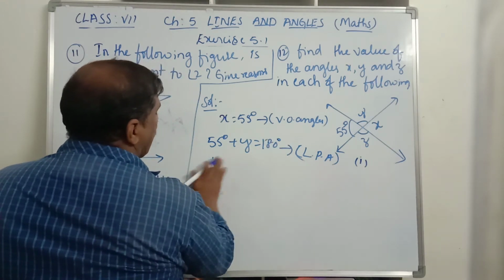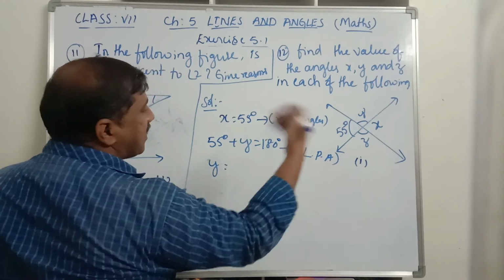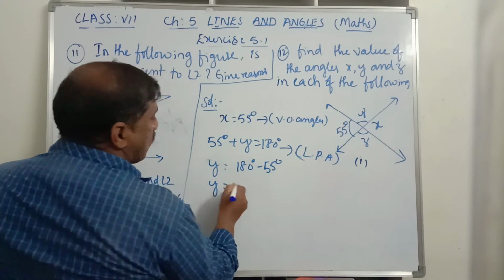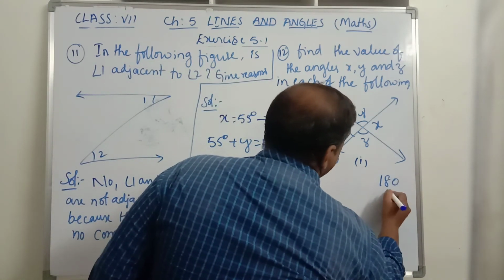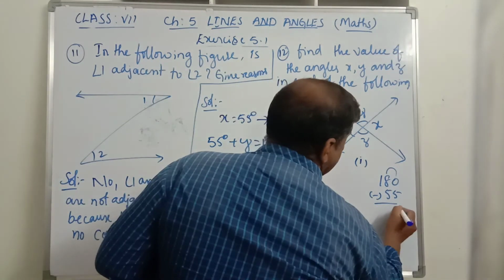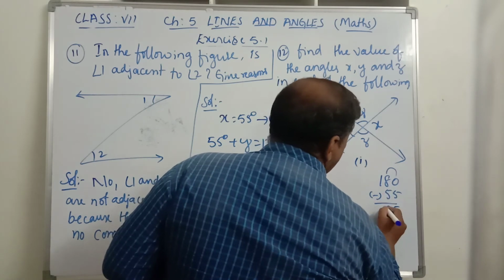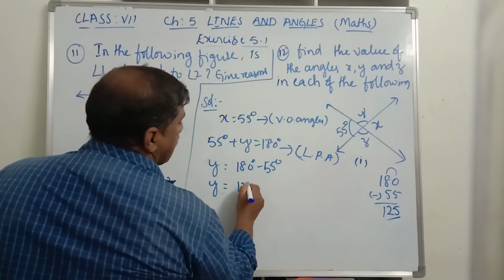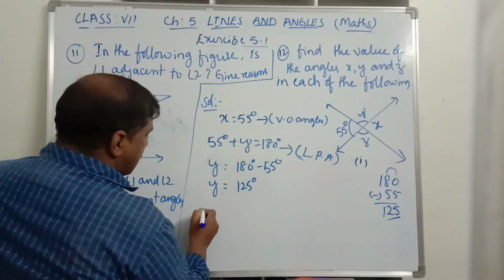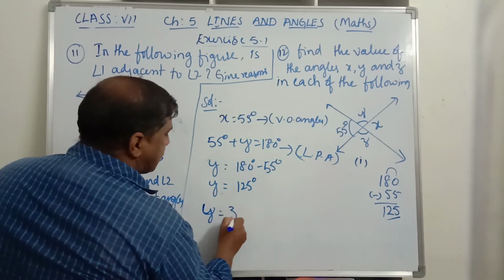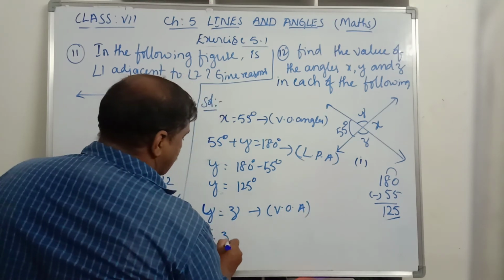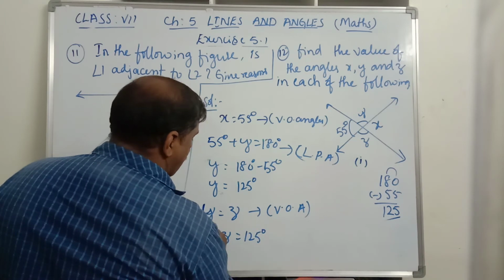Now angle Y: transposing 55 degrees to the RHS, we get minus 55 degrees. So by subtracting, how much will we get? 180 minus 55. We go for borrowing. 10 minus 5 is 5, 7 minus 5 is 2, and there is 1. So how much is it? 125 degrees. Y is equal to 125 degrees. Now what about Z? Y is equal to Z. Why? Because they are vertically opposite angles. Therefore, Z is also equal to 125 degrees.